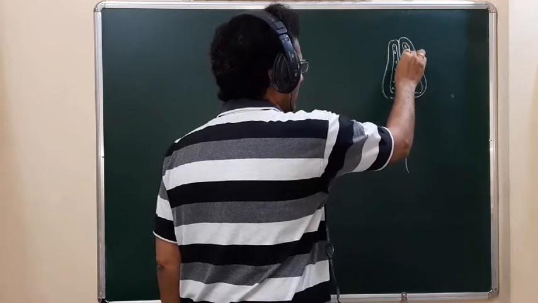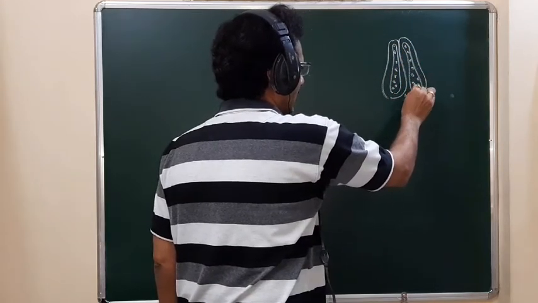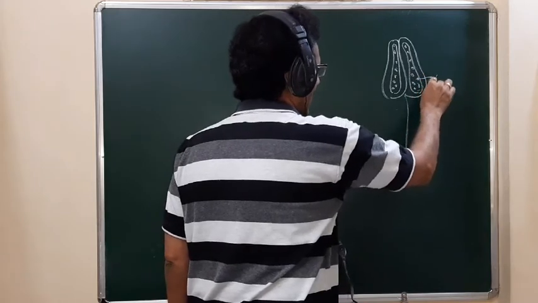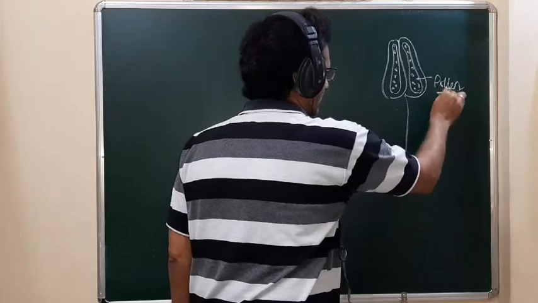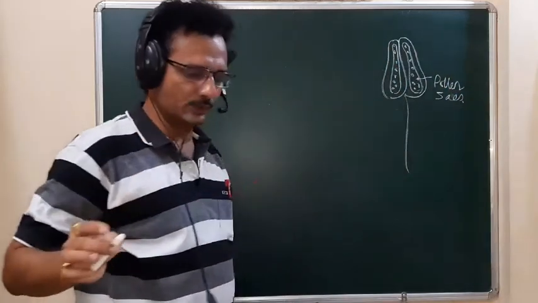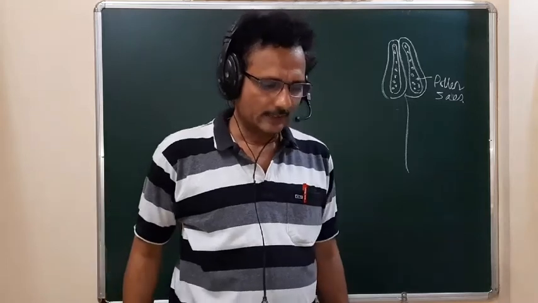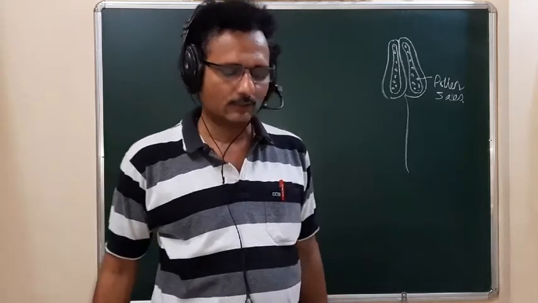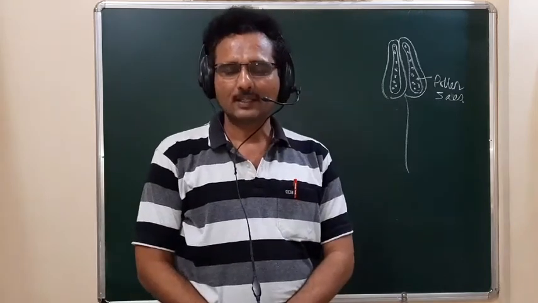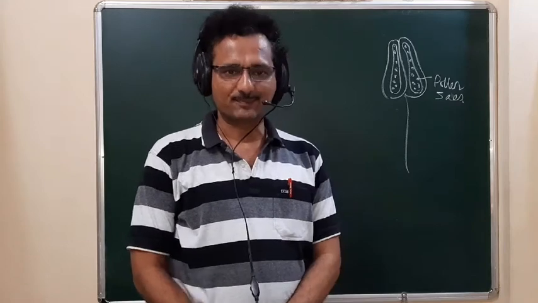So this is not a transverse position. These are the pollen sacs. Students, this position of the pollen sac is the longitudinal position. This is not circular, not diagonal, and not transverse. So you remember.